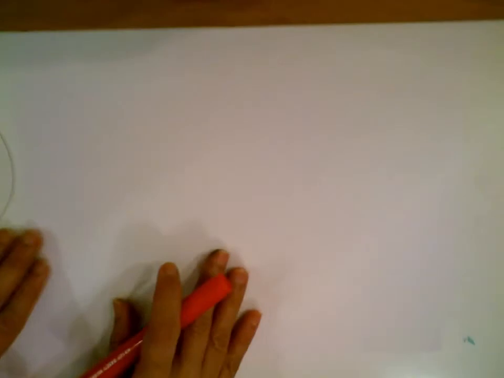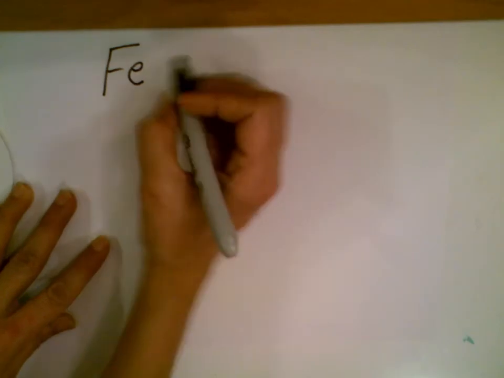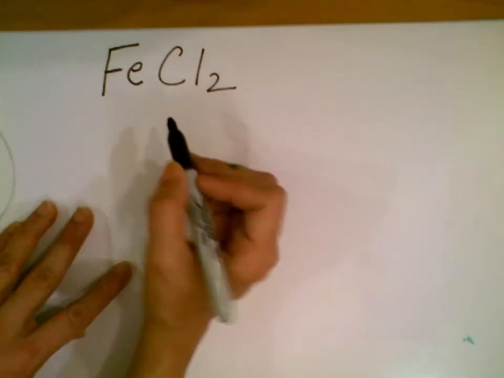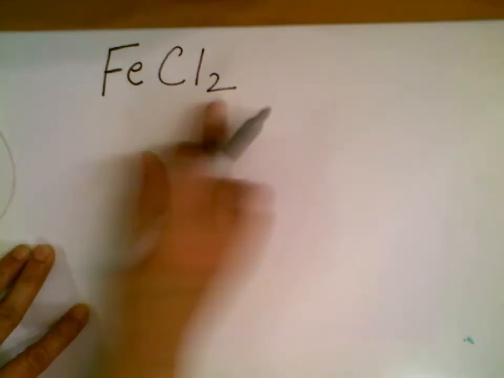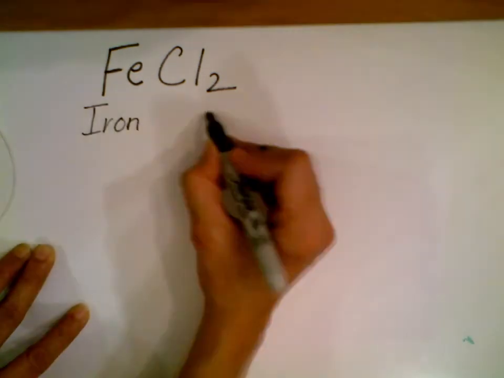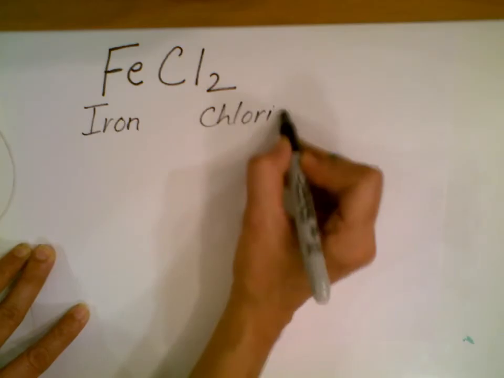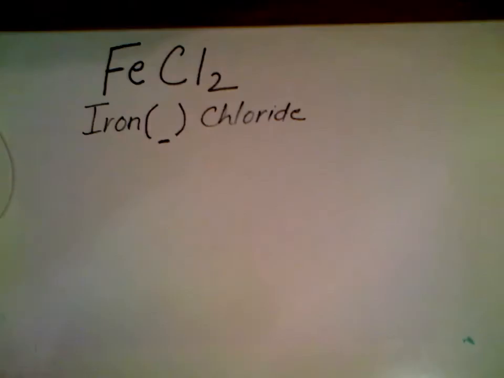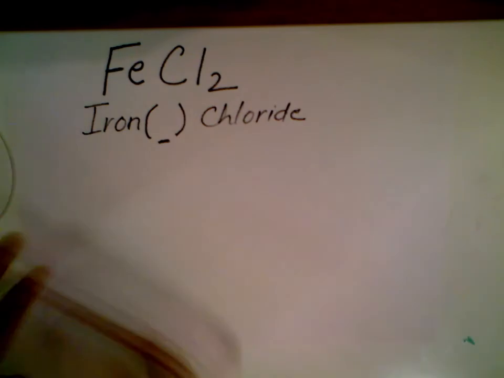Let's start with the example. Iron here, FeCl2. You have already learned that the name of the first element remains the same and the second one ends in IDE. So you already know that this is iron and this is chloride. What you have to figure out is the charge on iron. We are going to use a Roman numeral to specify the charge.